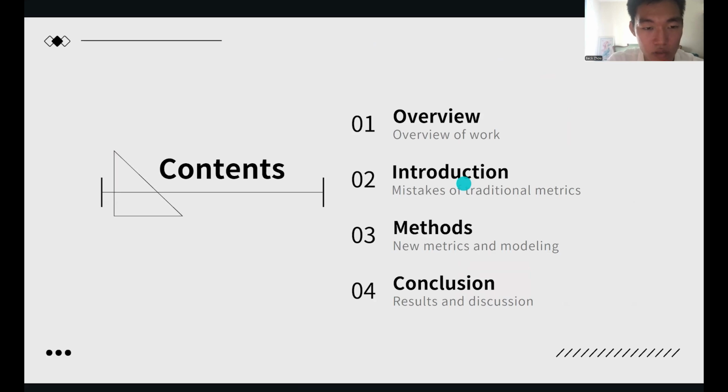Here are the contents of my project. First, we have overview. Second, we have introduction, where we spot the mistakes of traditional metrics. Third, we have methods. We will talk about new metrics I invented and modeling. Fourth, conclusion. This includes results and discussion.